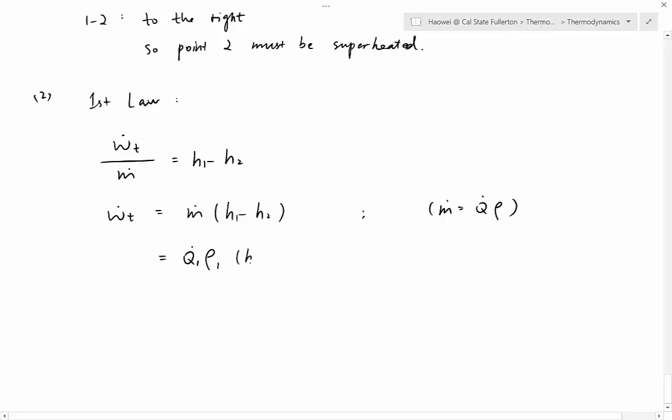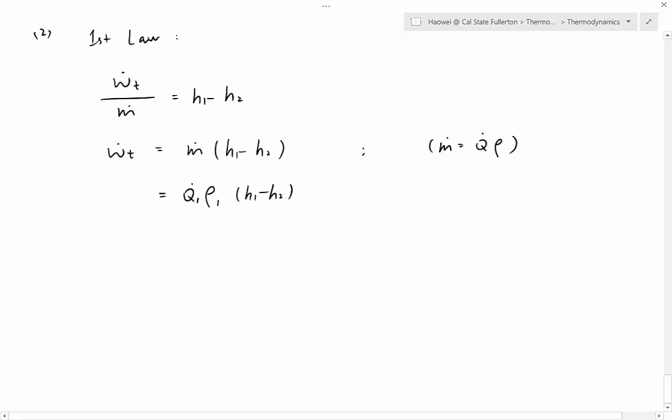Okay, H1 minus H2. And next, we don't usually use density. What do we use in this class? We use the inverse of the density. The inverse of the density is equal to nu, specific volume. So this equation becomes Q dot 1 divided by nu 1 times H1 minus H2.